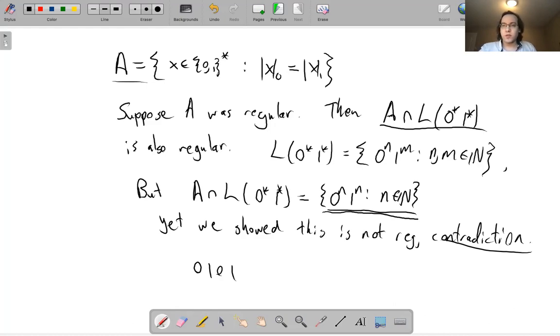All right, so those are the two main ways of showing a language is not regular. We will see another one in lecture 7. There'll be yet another third way of showing that languages are not regular.